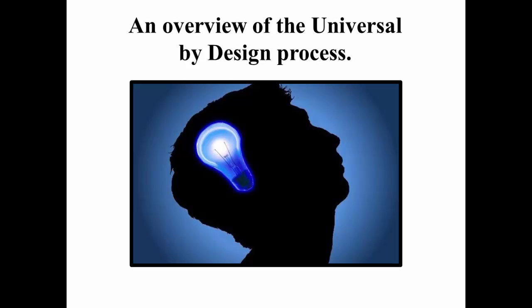What exactly is the Universal by Design process, and how can educators use it to enhance student learning? The Universal by Design process requires educators to plan backwards. In order to plan backwards, an educator must ask themselves the following questions. What exactly are the big ideas that I want my students to learn? In other words, what do I want my students to be able to learn, knowledge and skills wise?